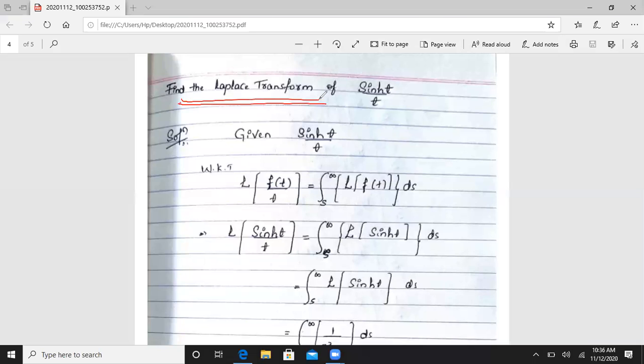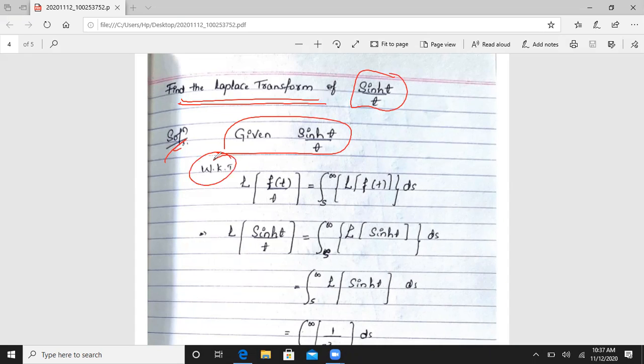Okay, we will go for the next problem: find the Laplace transformation of sinh t divided by t. Sinh, the hyperbolic function, t divided by t. Solution: first we will write the given expression, that is sinh t by t.